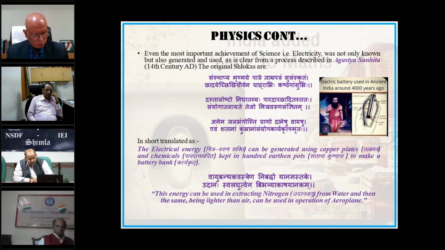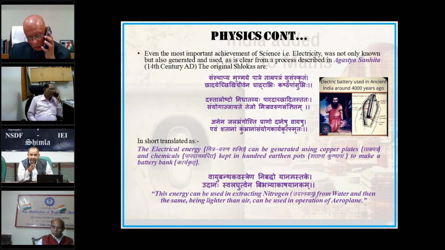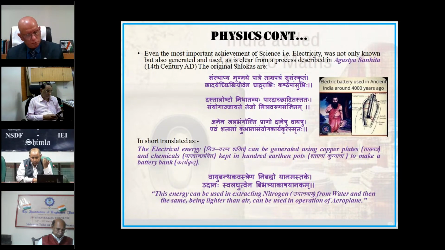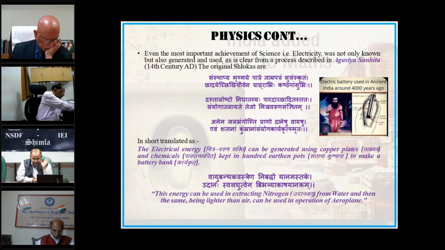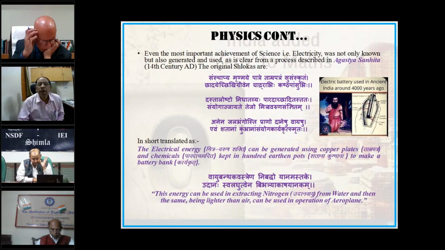And please read the other thing also down there. He's saying that this energy can be used for extracting nitrogen from air, and this nitrogen can even move an aeroplane. So people knew what an aeroplane was even 4,000 years back. So aeroplanes and ships are not modern discoveries. We knew about all these things many centuries back. So this is the thing.